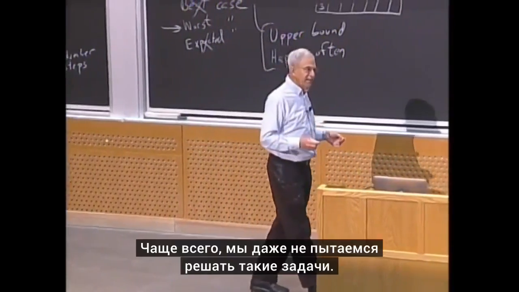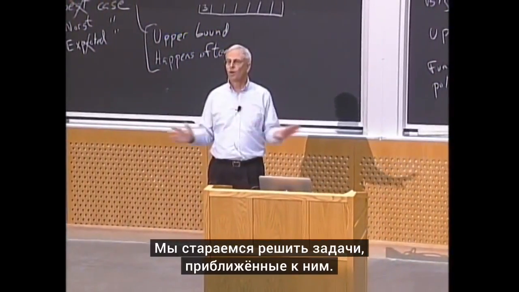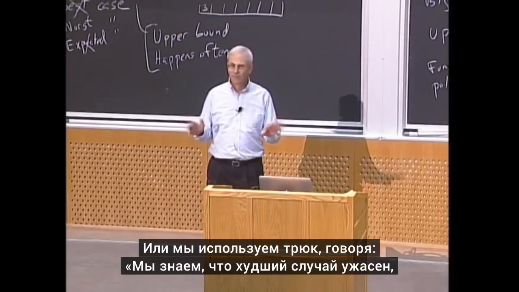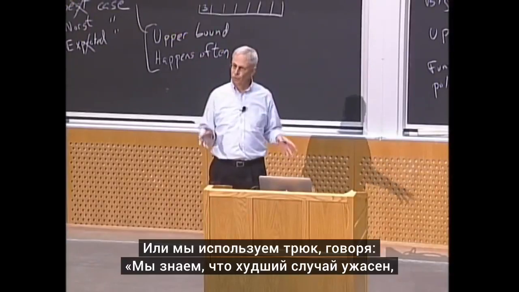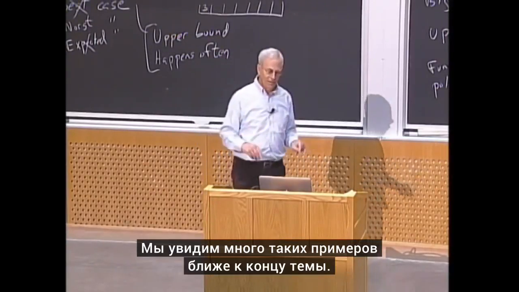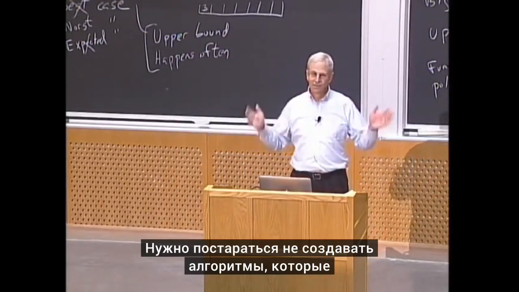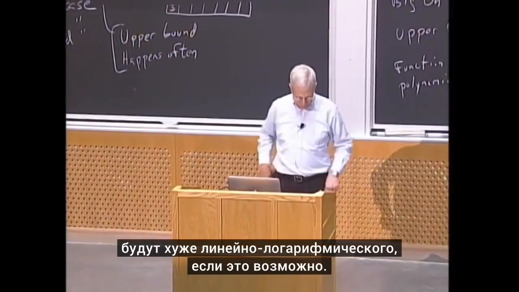So what do we do? As we'll see, we usually don't try and solve those problems. We try and solve some approximation to those problems. Or we use some other tricks to say, well, we know the worst case will be terrible, but here's how we're going to avoid the worst case. We'll see a lot of that towards the end of the term. The moral is try not to do anything that's worse than log linear if you possibly can.